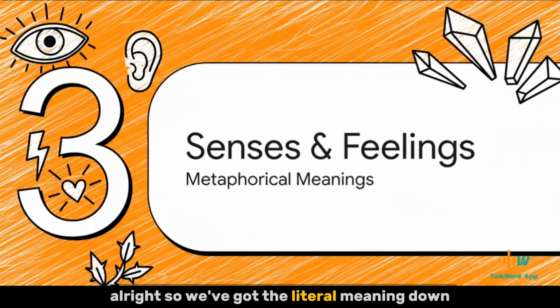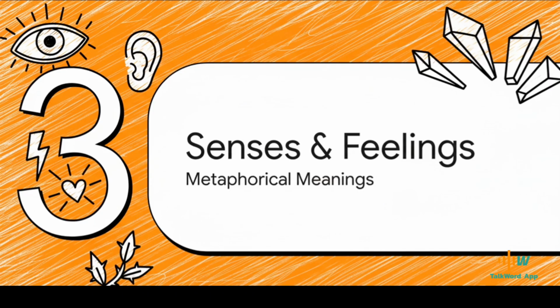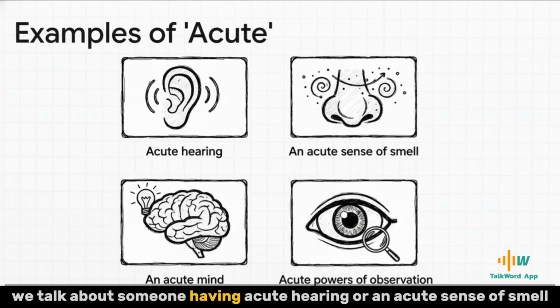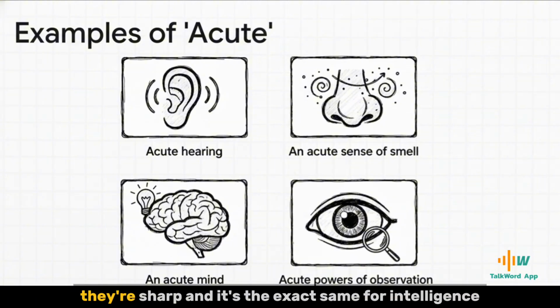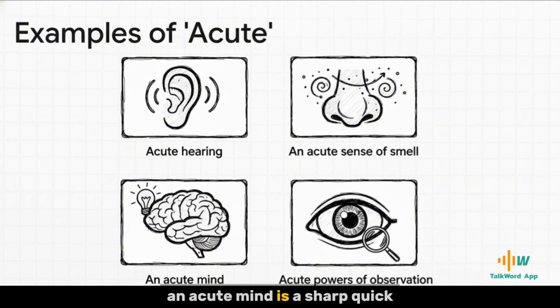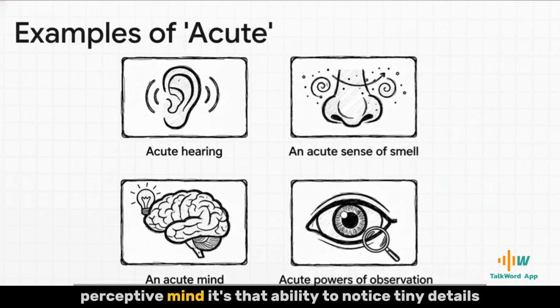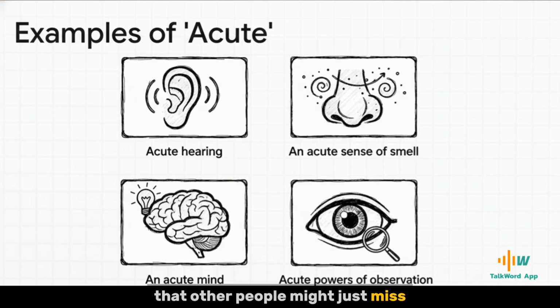All right, so we've got the literal meaning down, but honestly, this is where it gets really cool. It's how this idea of sharpness kind of explodes metaphorically to describe things we can't even see, like our senses and our feelings. You know, we talk about someone having acute hearing or an acute sense of smell. What we mean is that their senses are highly developed, they're sharp. And it's the exact same for intelligence. An acute mind is a sharp, quick, perceptive mind. It's that ability to notice tiny details that other people might just miss.